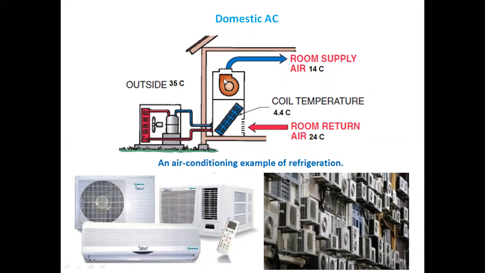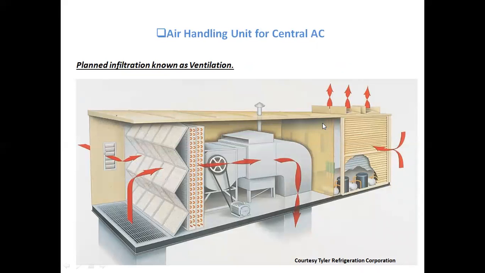In this air conditioner, cold air at 14 degrees Celsius is generally supplied, the coil temperature is generally 4 to 5 degrees Celsius, and the room we maintain at 24 degrees Celsius. So this 14 degrees Celsius air goes to the room, takes the heat load from the room, and its temperature increases to 24-26 degrees Celsius. That goes back to the evaporator, where the cooling coil is used to cool it back to 14 degrees Celsius. So this is the domestic air conditioner.